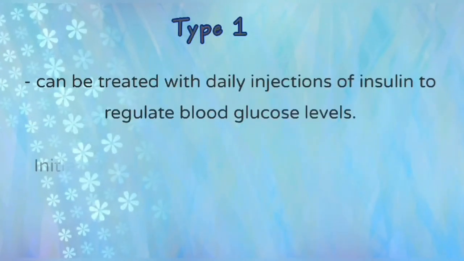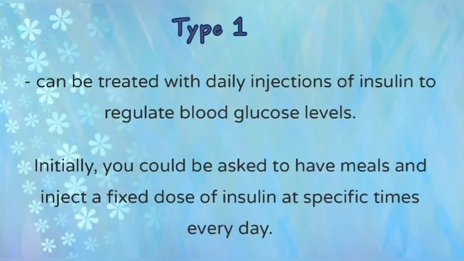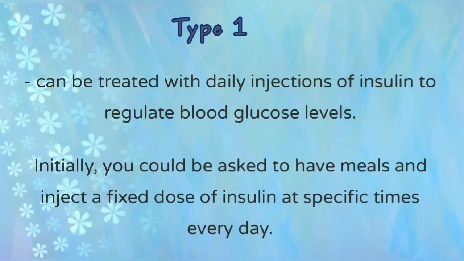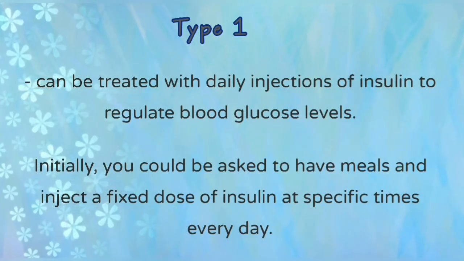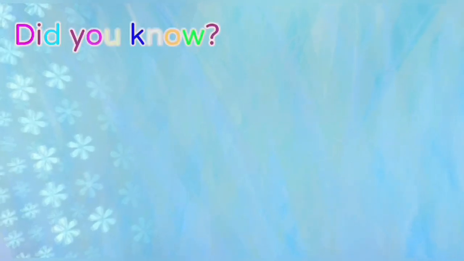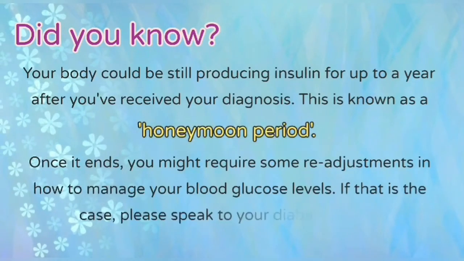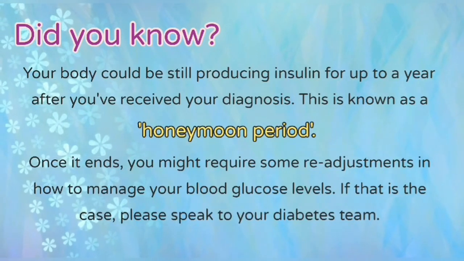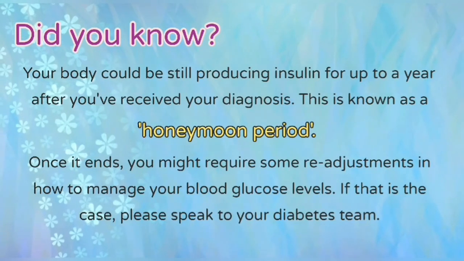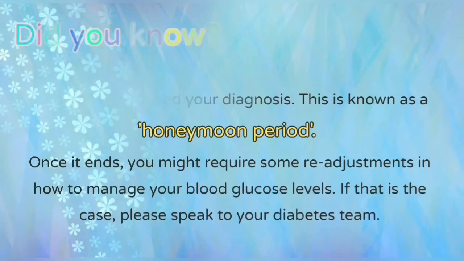Now, let's talk a little bit about type 1 diabetes. Type 1 can be treated with daily injections of insulin to regulate blood glucose levels. Initially, you could be asked to have meals and inject a fixed dose of insulin at specific times every day. As a little fact, did you know that your body can be producing insulin for up to a year after you've received your diagnosis, known as a honeymoon period? Once it ends, you might require some readjustments in how to manage your blood glucose levels. If that is the case, please speak to your doctor or diabetes team.